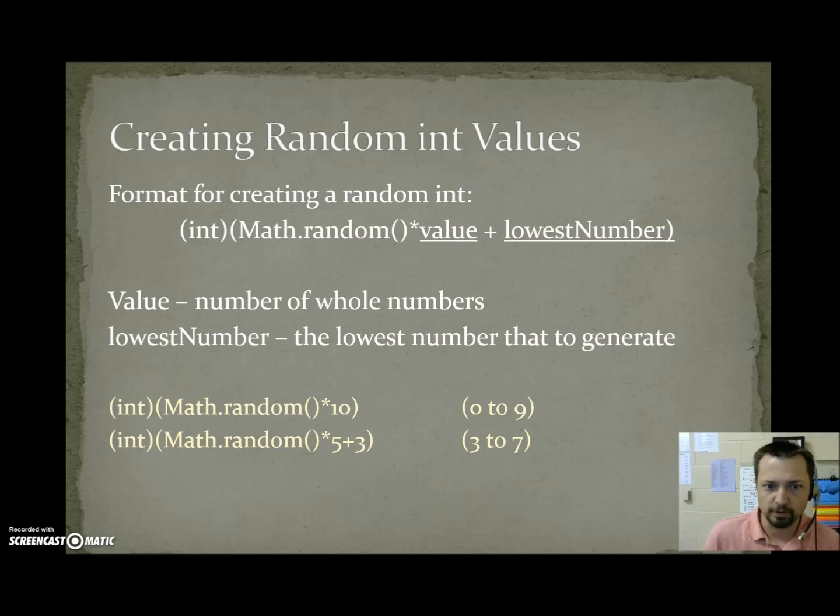For the next one, we treat math.random times 5 plus 3 as an int. So the lowest possible number it can generate is 3. And there should be 5 numbers. If you count them out: 3, 4, 5, 6, 7. There are 5 different numbers it could possibly generate. All right, we're done.